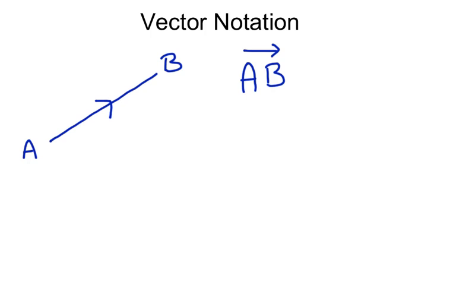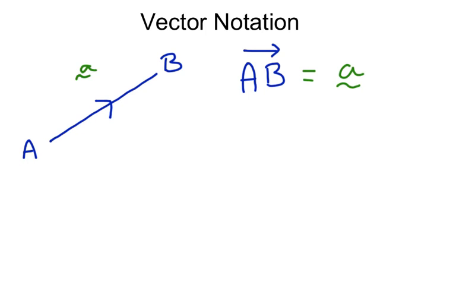The other way is to label the line with a lowercase letter, such as a. If it is typed, that a will be in bold. If it's handwritten, we can't handwrite in bold, so we underline, usually with a squiggly little underline, to show that it is a vector, not just a line. So in this case, AB, the vector A to B, we have called it the vector a, little a. That's just a way to refer to the vector.